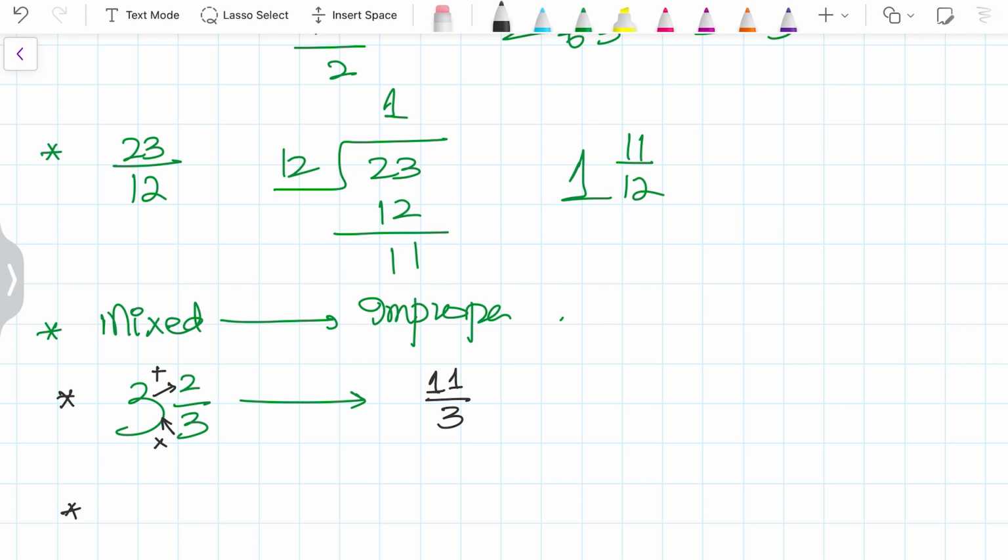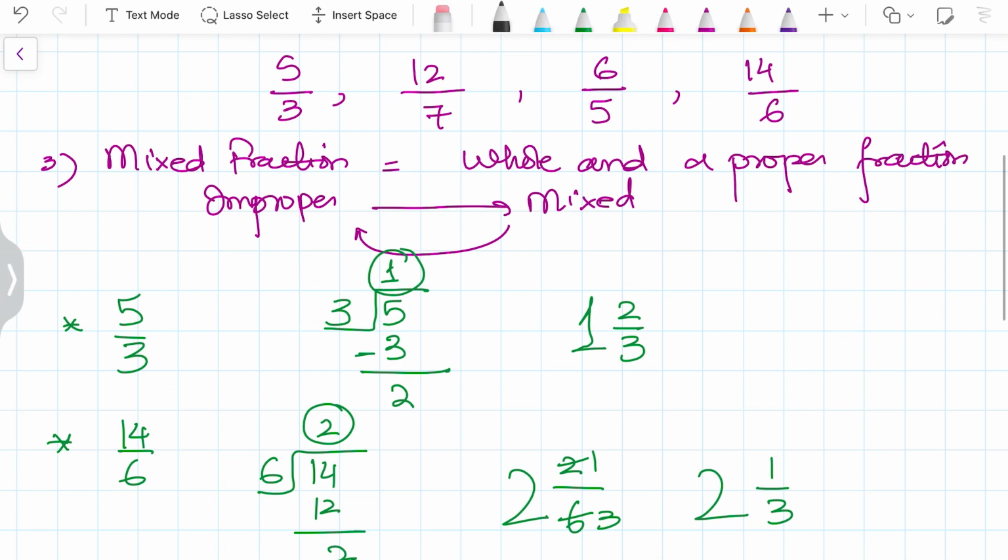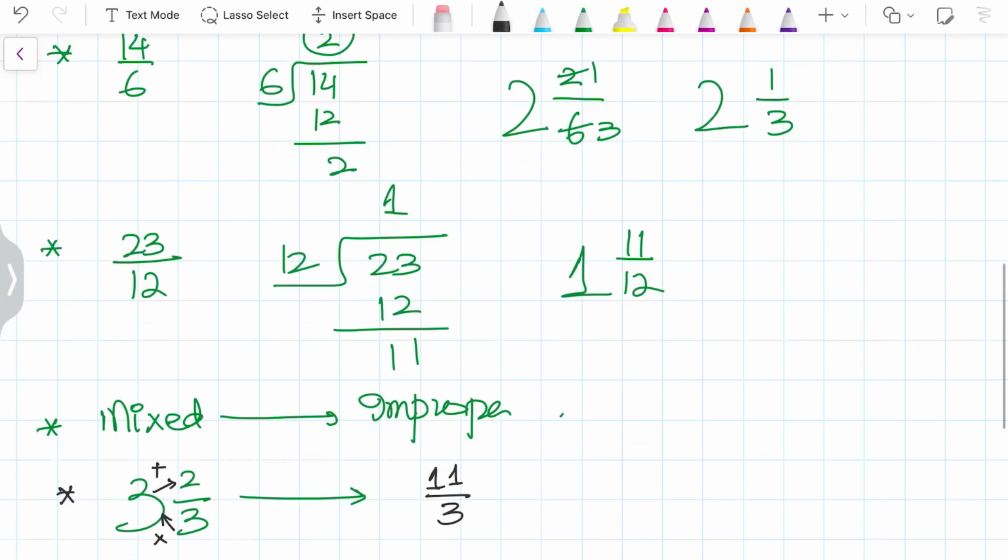Another example can be 4 whole 1 upon 4, multiply and then plus. So 4 into 4 is 16, so it becomes 17 upon 4. So this is how you change mixed to improper, and this is how you change improper to mixed.